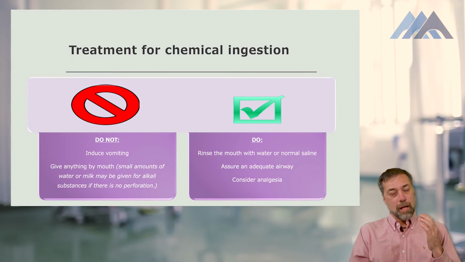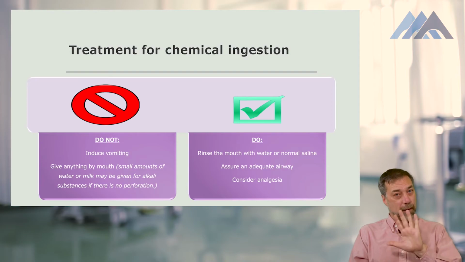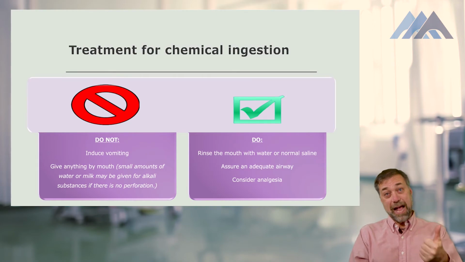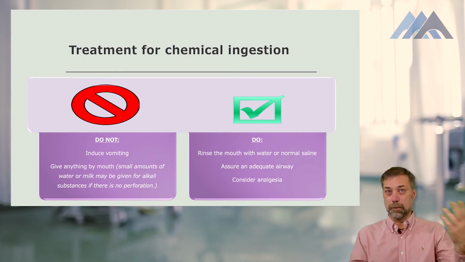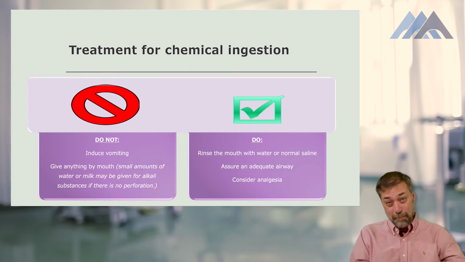Now, you sometimes may give milk or water to a patient who's ingested an alkali substance to neutralize it, but only with the guidance of poison control. So you want to check with poison control before you do that. But they may encourage you to give milk or water. But never ever give anything liquid, especially water, to a patient who's ingested an acid, because acid plus water makes steam. Now you have steam in an enclosed space that's going to cause a thermal burn on top of a chemical burn down there, and it just compounds the problem.